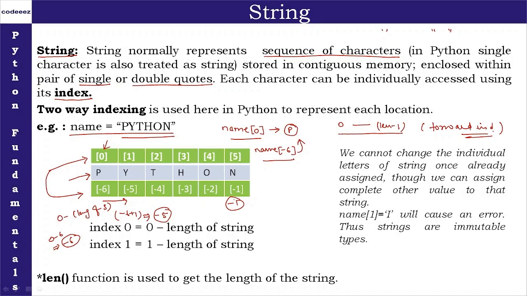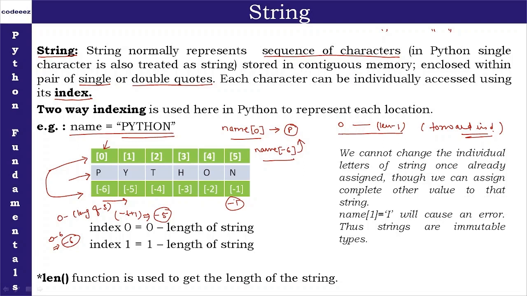Two-way indexing here is done in Python, forward indexing and backward indexing. So this is all about a string. Now the most important point is that strings are immutable. Immutable means the in-place value of a string cannot be changed.